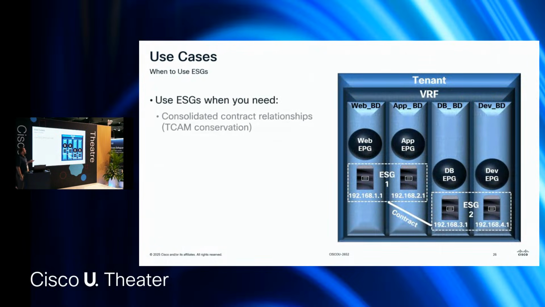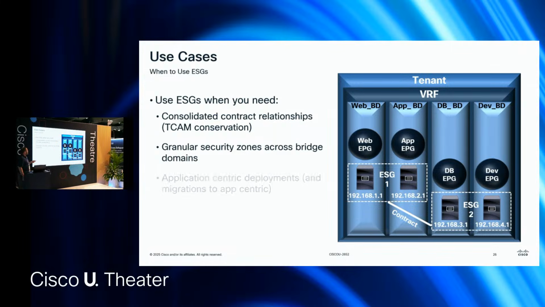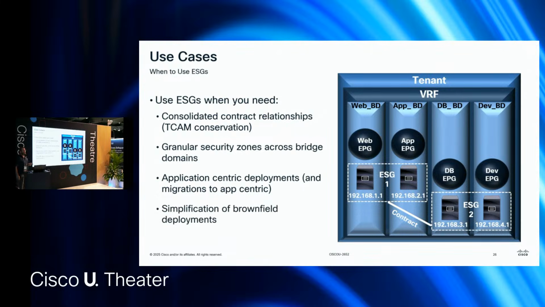For ESGs, if you need to consolidate your contracts, if you need to deal with TCAM exhaustion, this is going to be one of the best ways to do it. If you want much more granular security across your bridge domains, you do it with the ESGs. And then mainly app-centric deployments would use it. And then there are also some brownfield deployments that can be simplified, even migration.